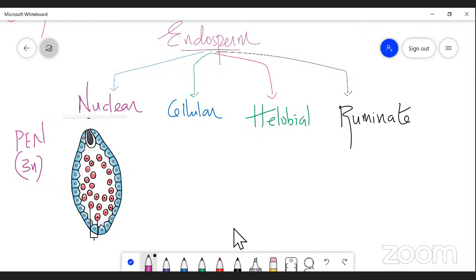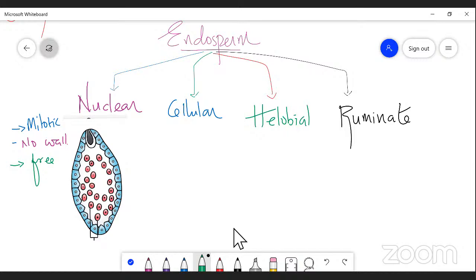So there is no wall formation. Here you can see the nuclear endosperm, simply the endosperm which undergoes several mitotic divisions, and there is no wall formation. Here wall is not formed. And all the nuclei are free, right? This is the nature of nuclear endosperm.